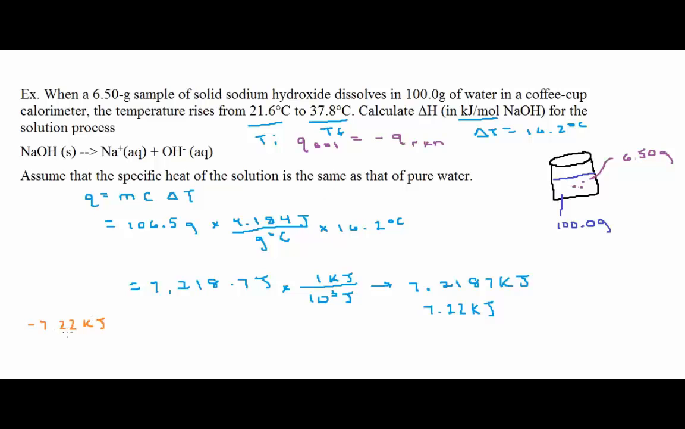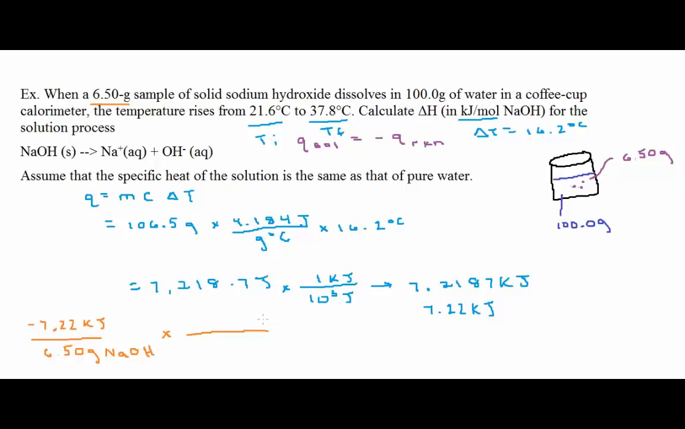So if you notice, this amount of heat is released when 6.50 grams of sodium hydroxide are dissolved. So I'm going to say 7.22 kilojoules per 6.50 grams of NaOH. Now, right now, my units are kilojoules per gram, but I don't want that. I want kilojoules per mole. So all I have to do is one more step of dimensional analysis.